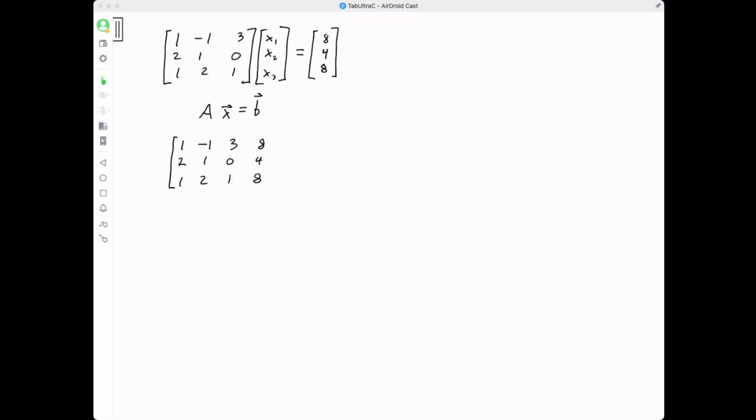And now I can just go ahead and find my reduced row echelon form. The nice thing here is, in this case, my row 1 already starts with a 1, so I don't have to do anything to that. And so I can replace row 2 with row 2 plus a -2 times row 1. And I'm going to replace row 3 with row 3 plus a -1 times row 1. And when I do that, I get the first row stays the same, 1, -1, 3, 8.